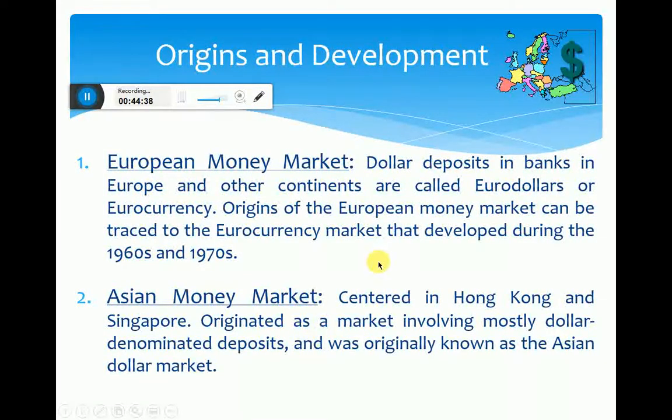So the most important thing is that in this market, there are banks and governments who do short-term financing or short-term investment in international currency denominated by the dollar.